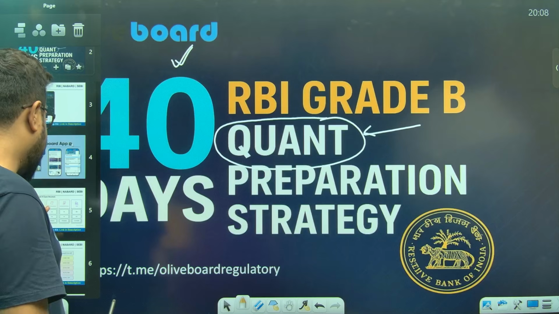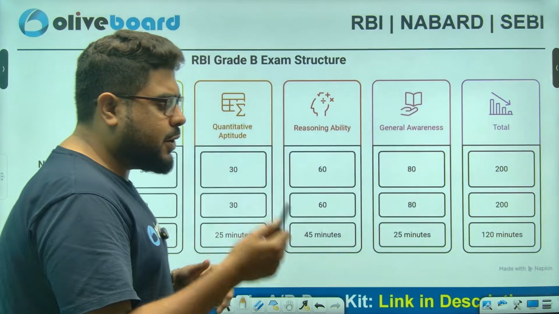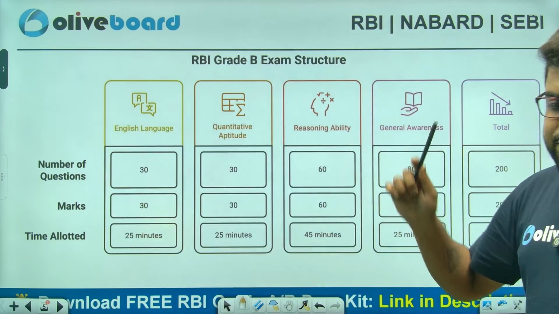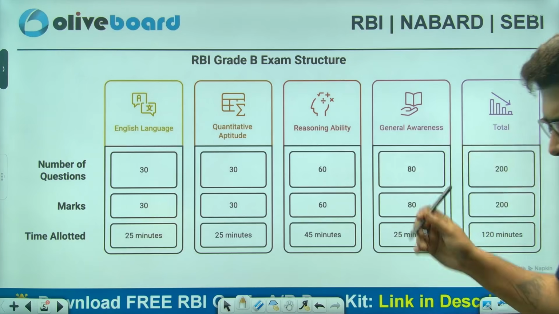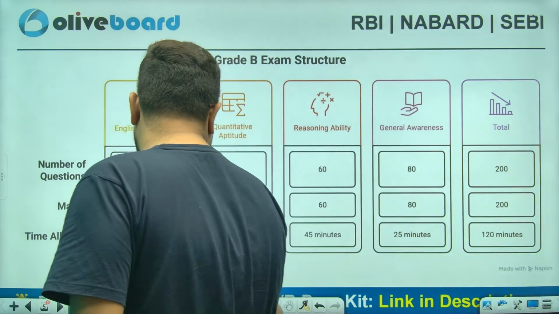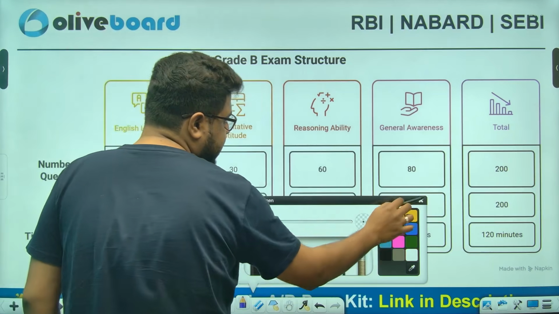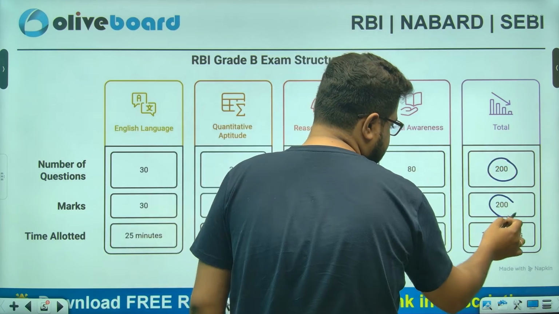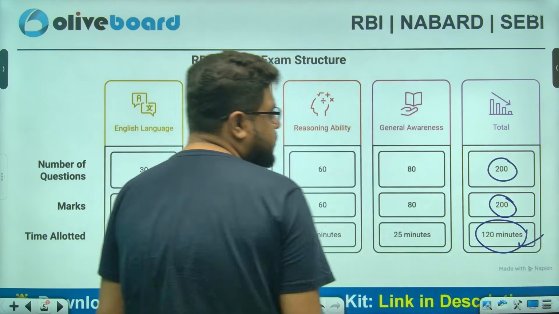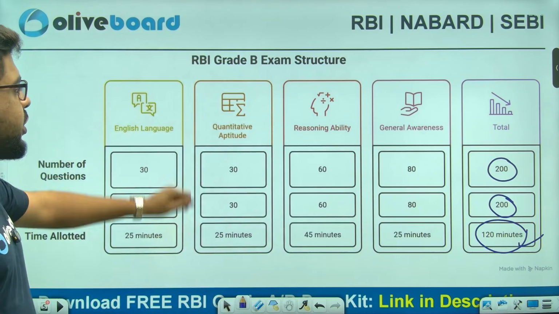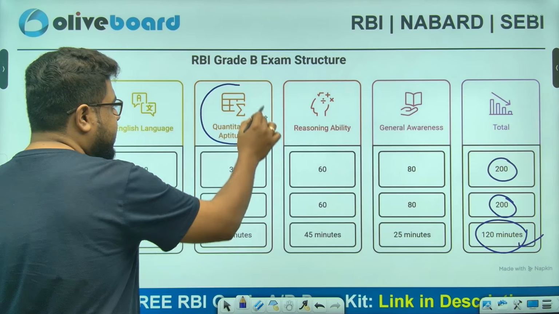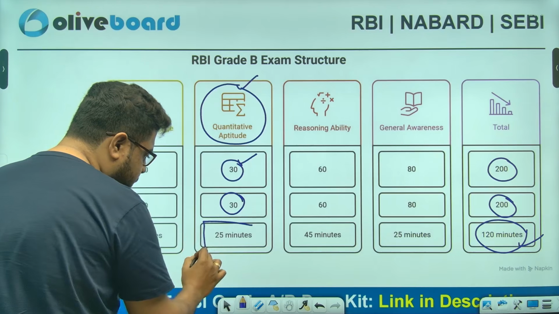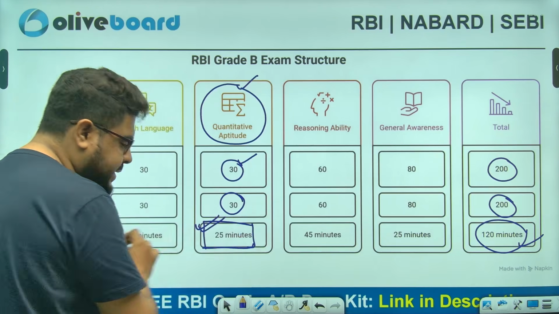For absolute beginners who are just about to start your preparation, this is the Grade B exam structure. You will have a total of 200 questions for 200 marks, and you will get 2 hours, that is 120 minutes. Out of that, quant or quantitative aptitude will consist of 30 questions, 30 marks, but you will only have 25 minutes.